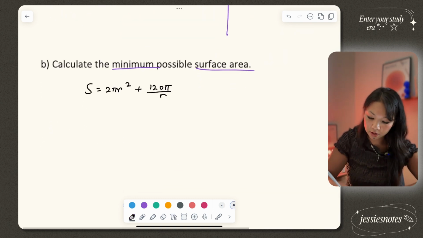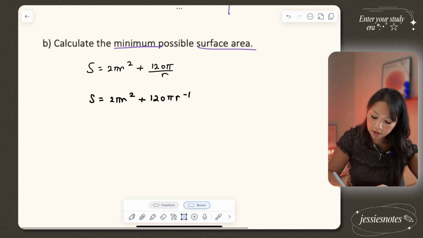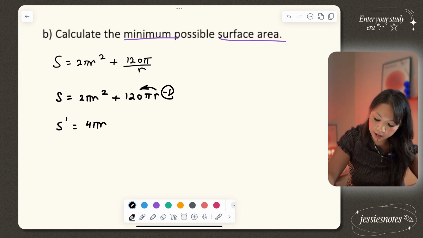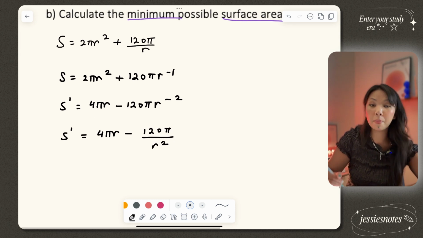Now we're going to find its derivative. But before we do that, I'm going to rewrite this where r is at the top. Okay. Now let's go ahead and find the first derivative. That's 4 pi r. The negative 1 multiplies to the 120. We get negative 120 pi r to the power of negative 2. So S dash is 4 pi r minus 120 pi, and then r squared on the bottom.